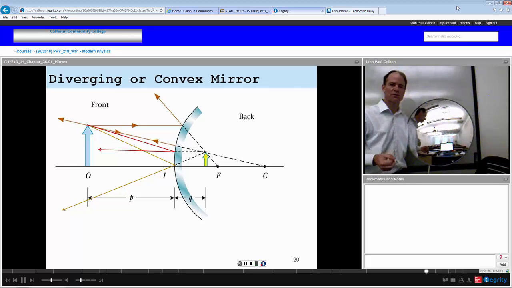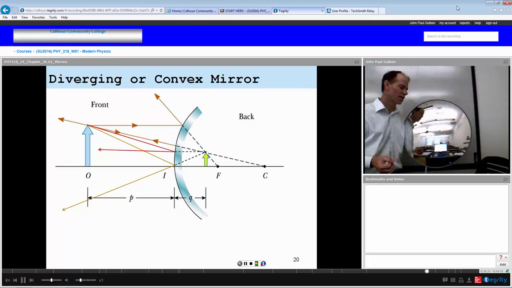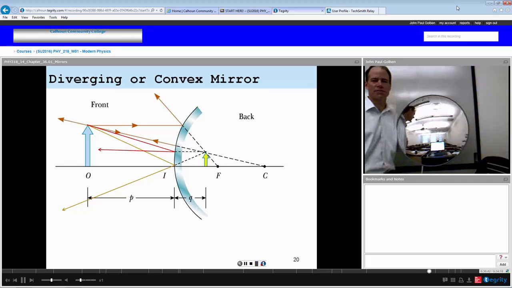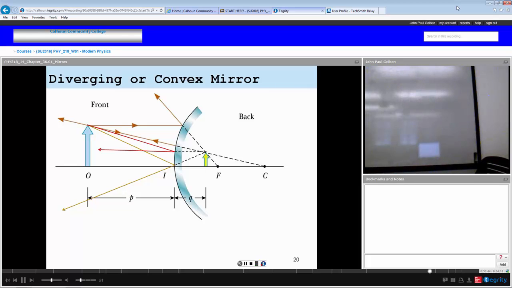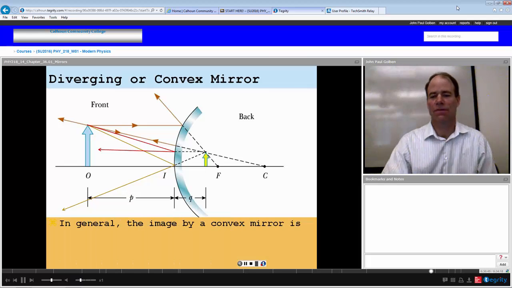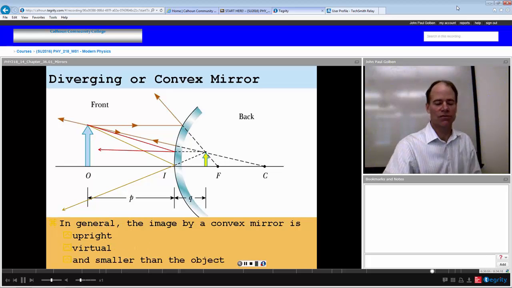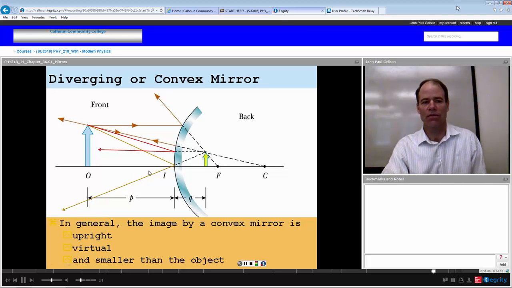If you had a grocery store or a convenience store, and you want to make sure you can watch people so that they don't steal anything, this will show the whole store at one time through this mirror. So the image of a convex mirror will always be upright, virtual, and smaller than the object. And that is guaranteed no matter where I put the object in front of the convex mirror.